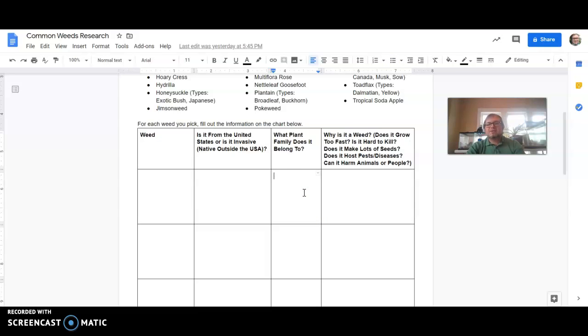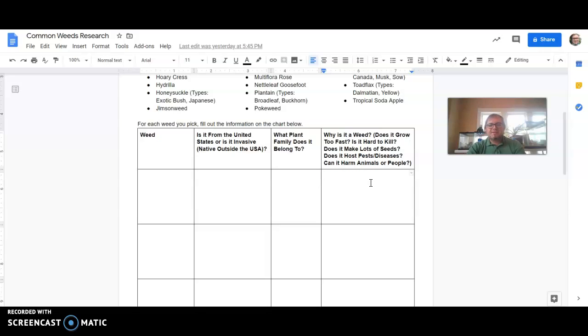You can put the technical name if you want, which ends in ACE every time, like Poaceae would be a technical name for the grass family. Or you can just put the grass family. Either way is fine. I just want you to get an idea of what it's related to. And then talk about why is this plant considered a weed?